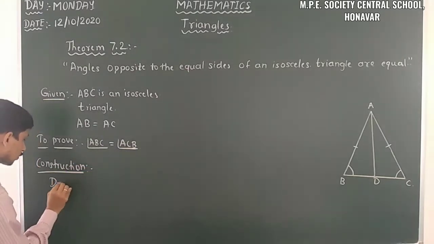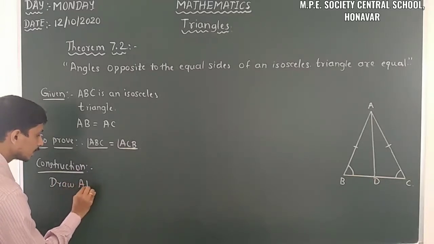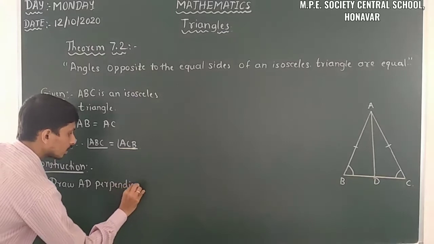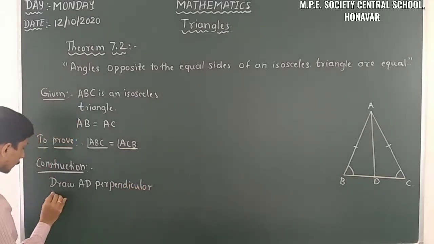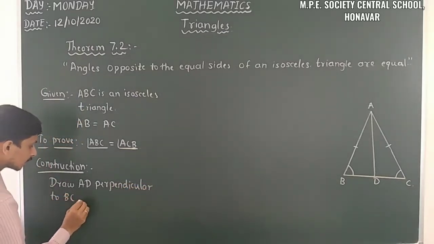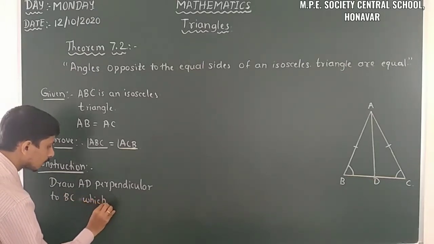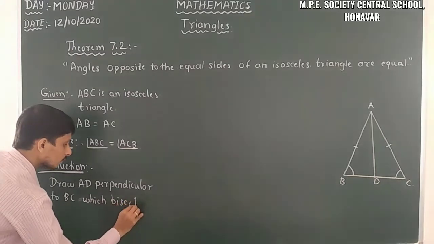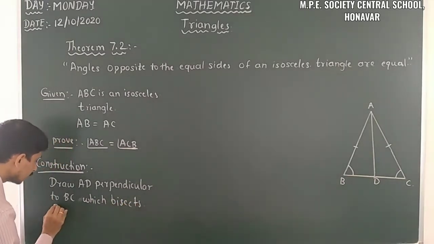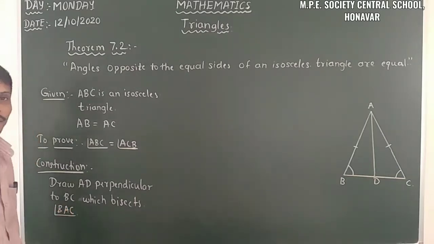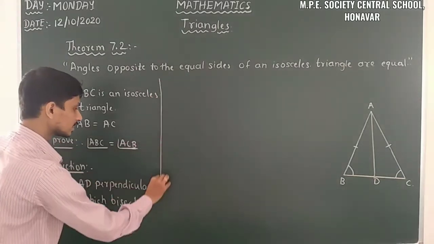Draw AD perpendicular to BC, which bisects angle BAC. So let us take the proof.